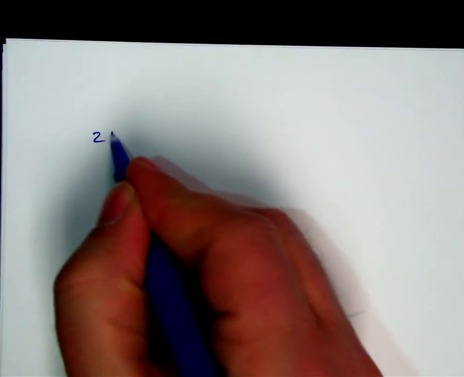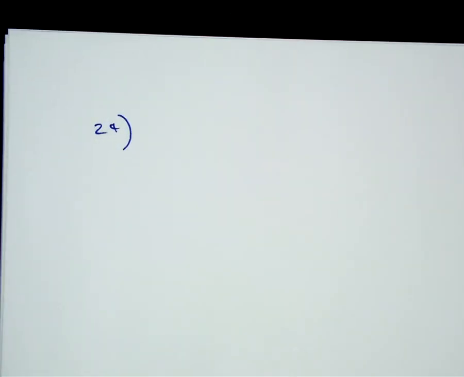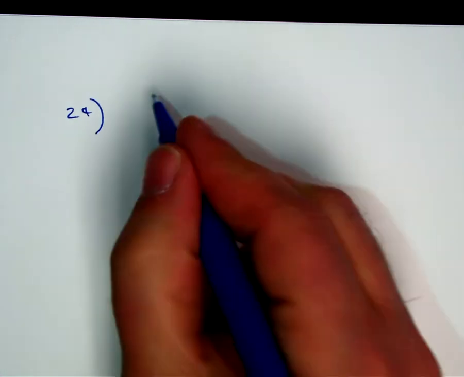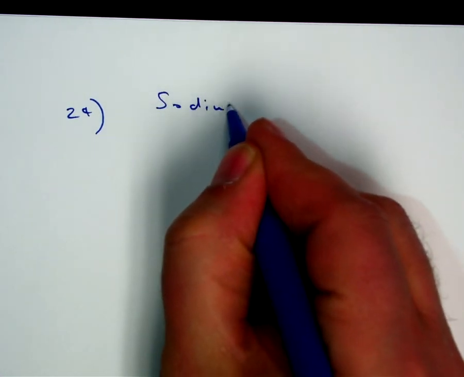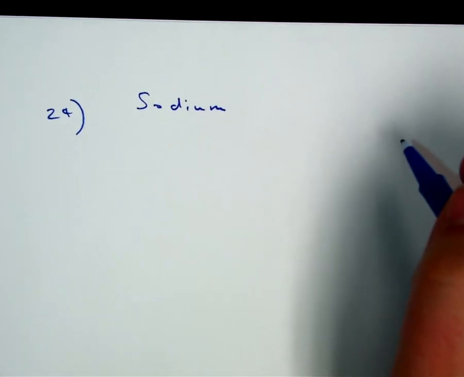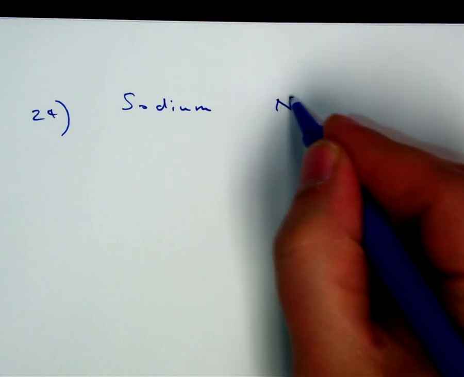Okay, go to page 225. And I want you to look at number 24. All right, 24 has us putting together sodium and a polyatomic ion called nitrate.